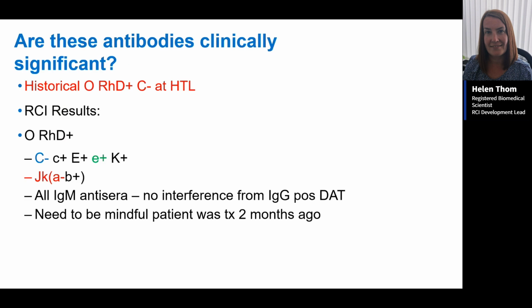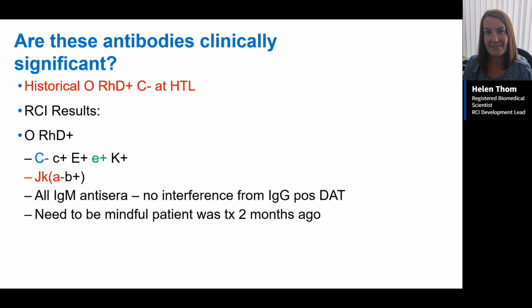But going back to the phenotype and asking if these are clinically significant, we know what the patient's historical phenotype is. So the big C neg at the hospital, the O-pos. We've identified them as O-pos, big C neg, and little e positive. They're also little c pos, big E pos, and big K pos. We've decided to do a Jka and Jkb phenotype on this patient because we want to see what the patient's phenotype is. We can't see whether the antibody's there, but we can see the phenotype.